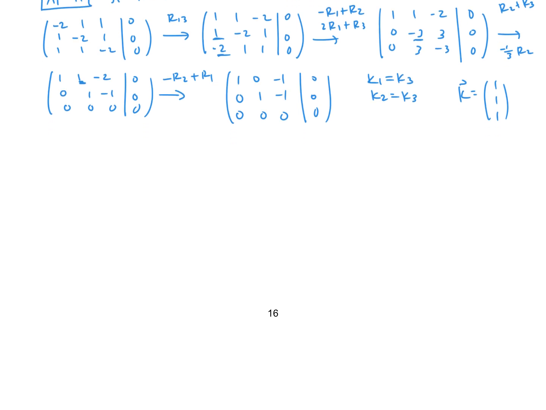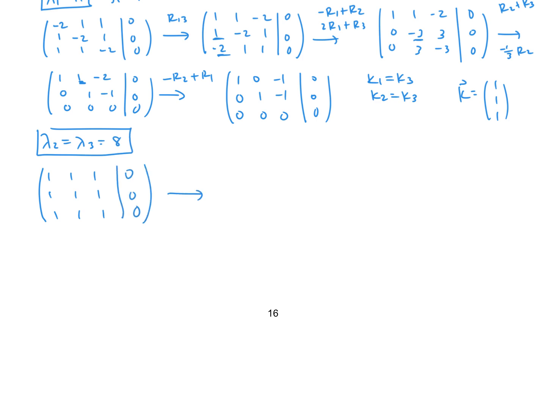Okay, so now let's move on to our second and third eigenvalue, which are the same, which is our 8. So this gives me 1, 1, 1, 1, 1, 1, 1, 1, 1, augmented with 0, 0, 0. Hopefully we can see after our elementary row operations, we just end up with a single row of 1s. So that gives us the equation then, K1 add K2 add K3 is equal to 0. So this means that K2 and K3 are independent.